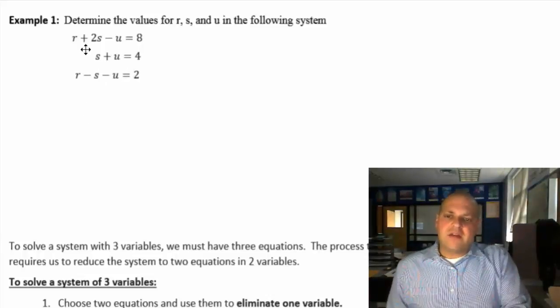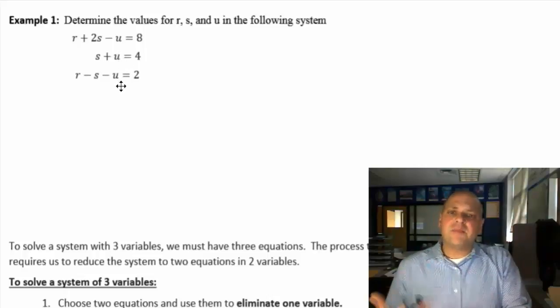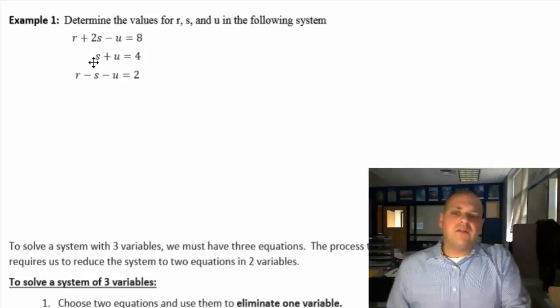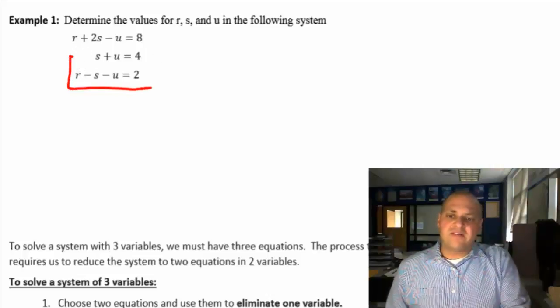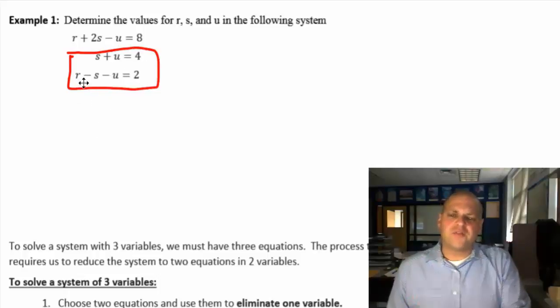What I'm looking at here is I have a positive r and a positive r, so that's not going to drop out. I have a positive s and a negative s, that would drop out. And I have a positive u and a negative u, and if I do the first two equations, I have a positive u and a negative u. So we have some possibilities here, and we have some options. What I'm going to do is take these last two equations here, for example, and just focus on those. Forget the first one for a second. You could take any two you want.